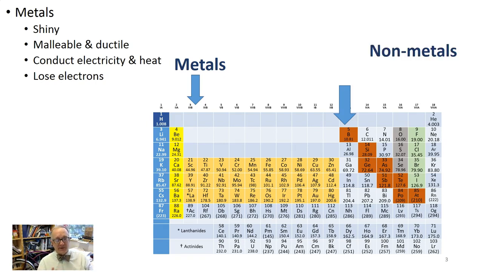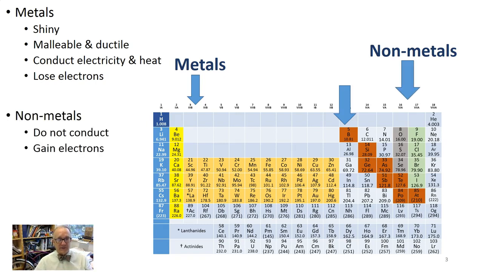Then there are the nonmetals, sort of the antithesis of metals. They're in the upper right-hand corner of the periodic table, above and to the right of that stair step. They're not shiny. They're not malleable or ductile. They do not conduct either electricity or heat. And nonmetals gain electrons. They get a negative charge when they become ionized. And then those elements along the stair step, those are the metalloids. They can get either a positive or negative charge.